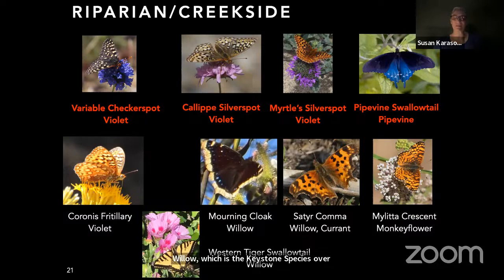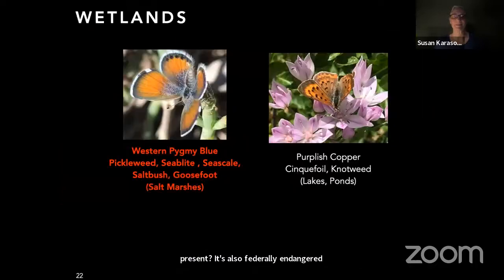And then the willow, which is the keystone species, feeds over 300 different caterpillar species with its leaves. The morning cloak and the satyr comma, and the Western tiger swallowtail all use those willow leaves. Myrtle's crescent uses monkey flower, and honestly, I think the Myrtle's crescent is also federally endangered. I need to modify that.